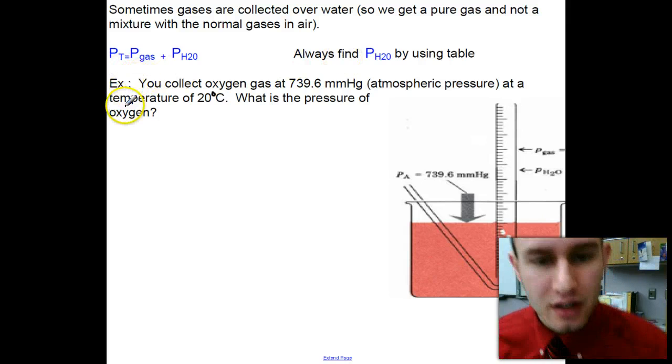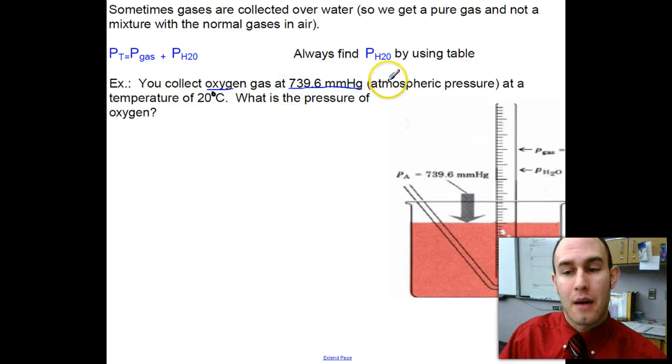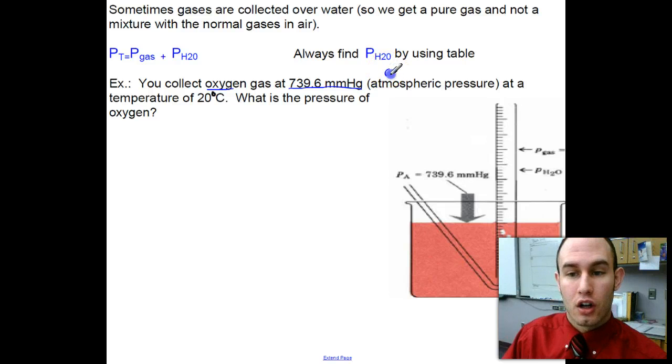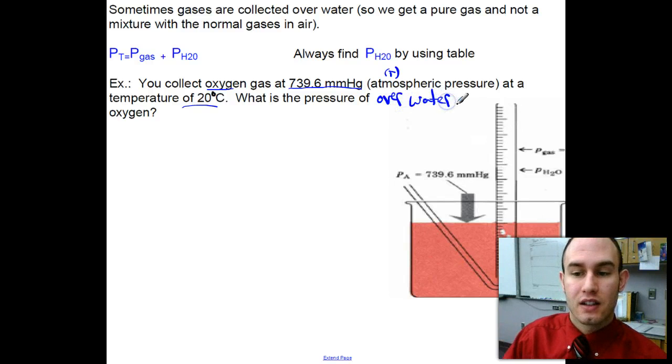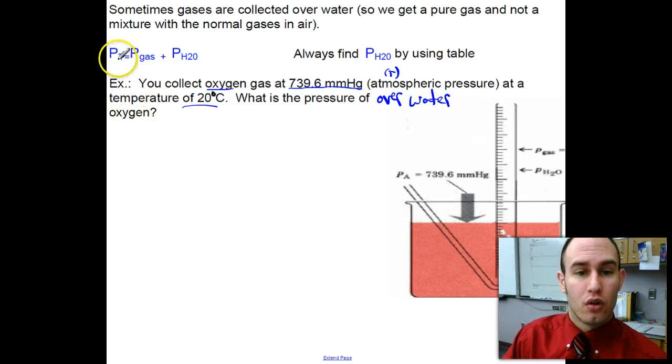Our example problem is that we're going to collect oxygen gas at 739.6 millimeters of mercury. That is our atmospheric pressure, so that is the total pressure of the system. It's at a temperature of 20 degrees Celsius, and it asks what's the pressure of oxygen. Again, noting that this is over water, and I'm telling you it is collected over water in our example. So let's set up our equation.